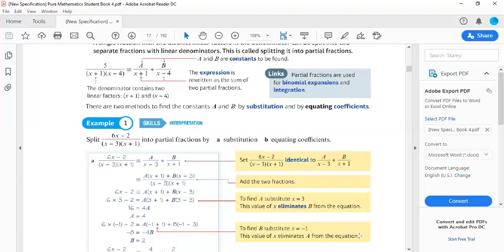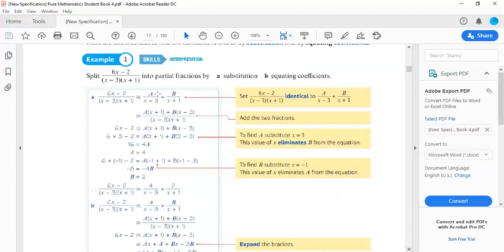So now substitute a and b. So this single fraction equals the sum of two fractions, meaning the split fraction. This is the partial fraction.